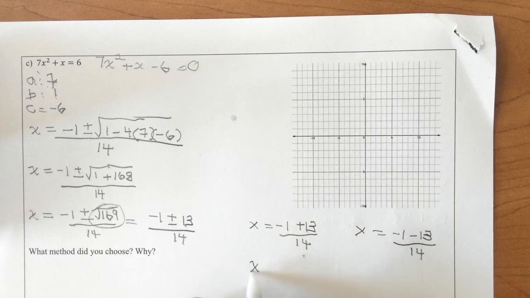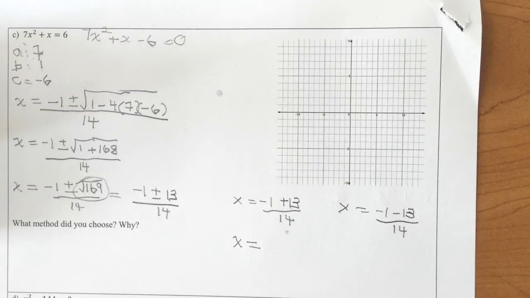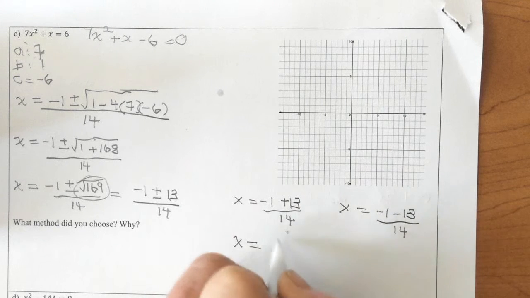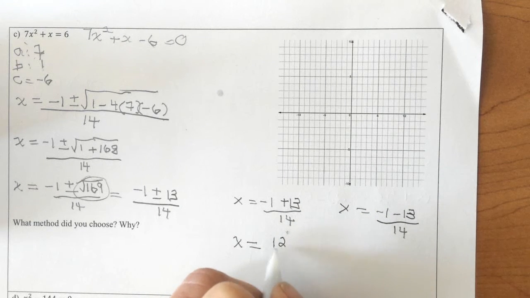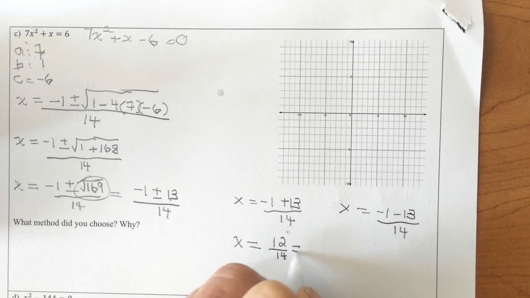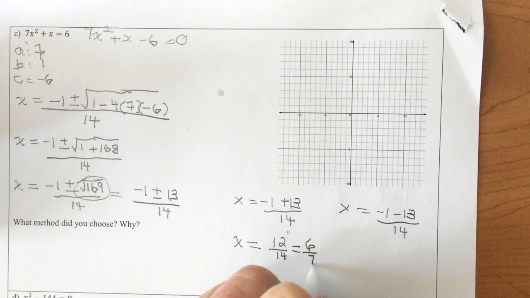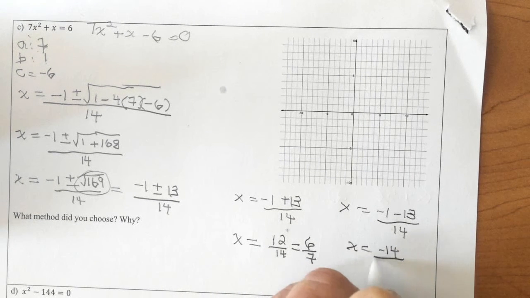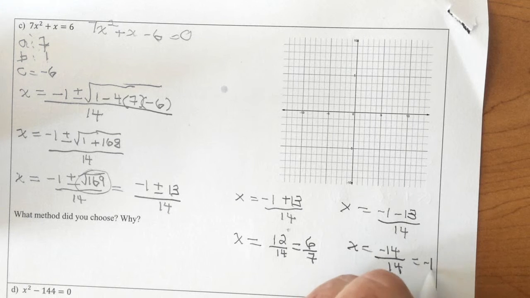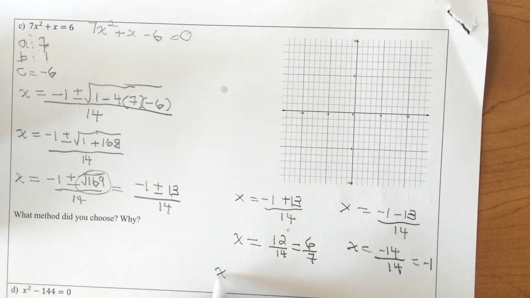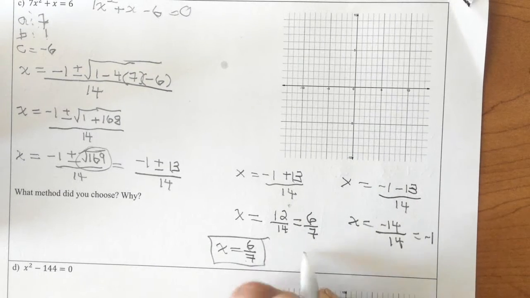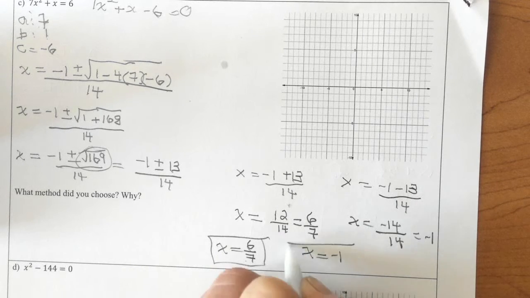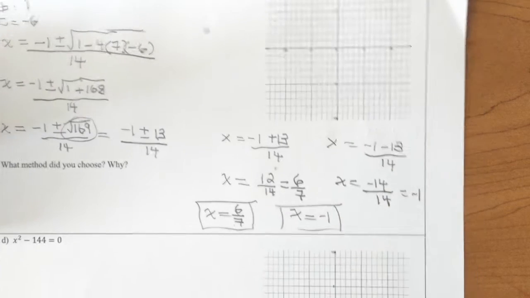Continue to simplify. Therefore, x is equal to, what did I get? I got 12 over 14, which simplifies down to 6 over 7. And over here, I have x is equal to negative 14 over 14, which is equal to negative 1. So what are my two solutions? X is equal to 6 over 7, which is really close to 1, and x is equal to negative 1. So I got my two solutions.